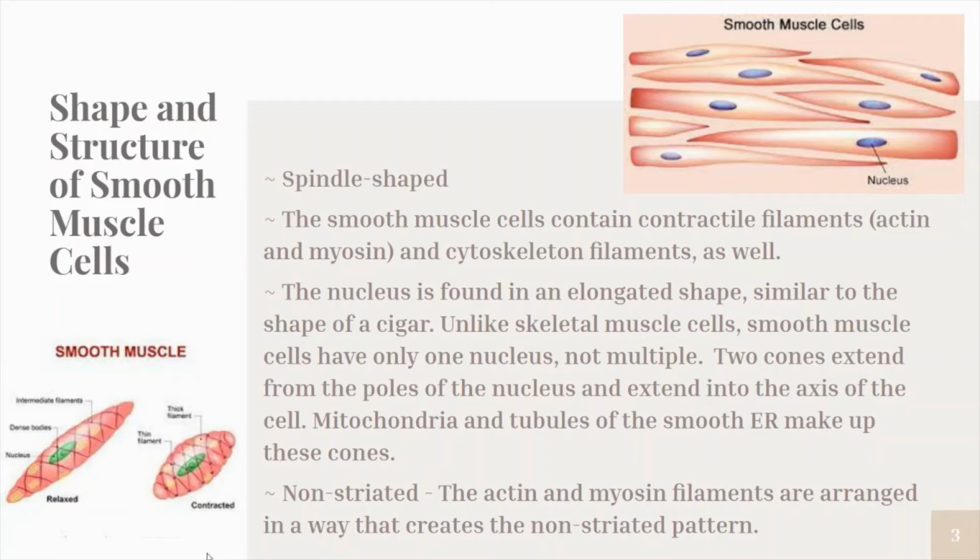Smooth muscle cells are non-striated. The actin and myosin filaments are arranged in a way that creates the non-striated pattern. There are half as many myosin proteins in the smooth muscle cells than there are in skeletal and cardiac muscle cells. This contributes to the smoothness of these cells as well.